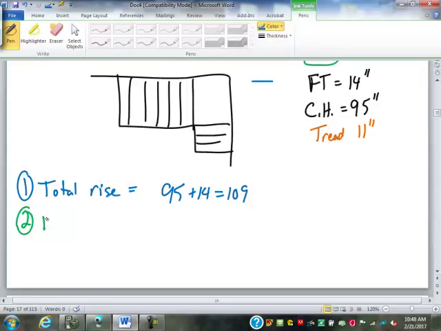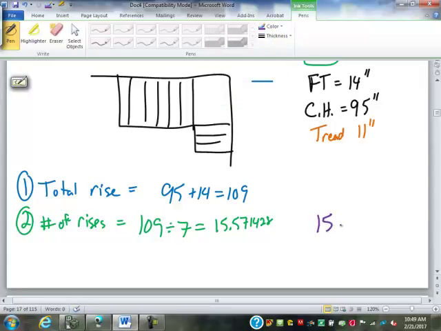What's step 2? Number of rises. So 109 divided by our target of 7, which is 15.571428, something like that. Yeah. So that means we are going to do 15 rises. We round that down because we'd rather be slightly more than 7.